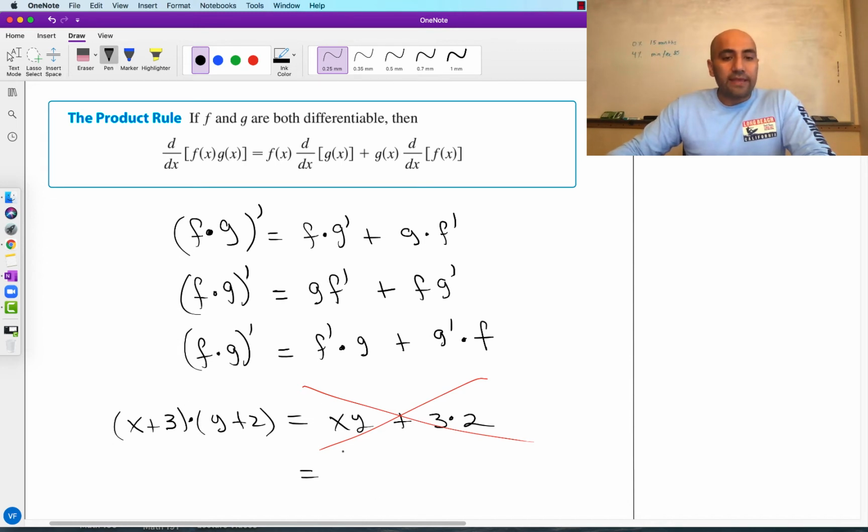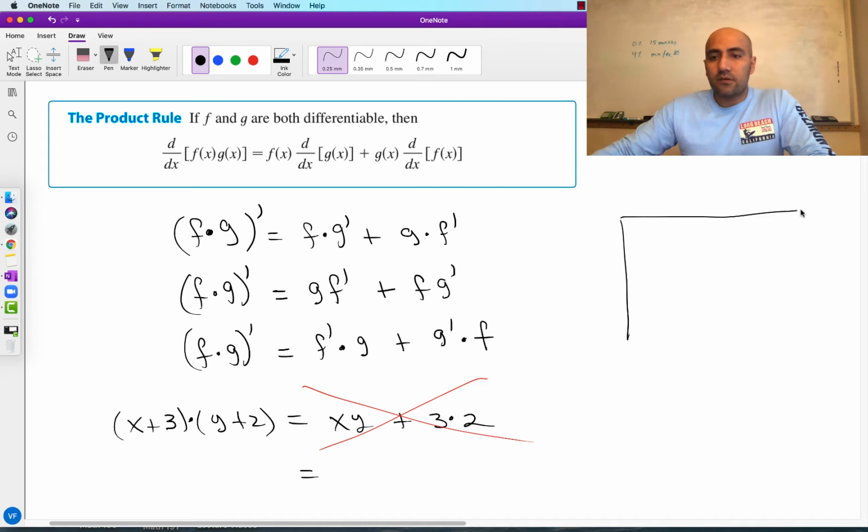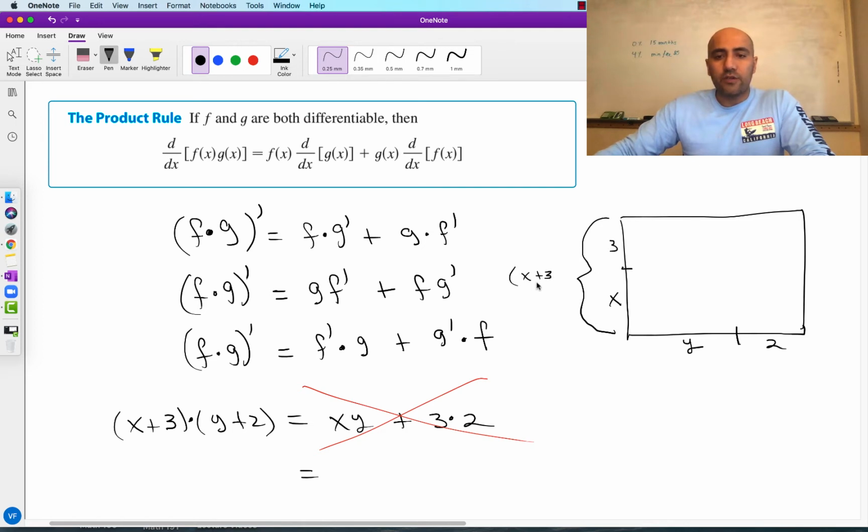And one way to explain that complication is to think about multiplication tiles. I don't know if this is how you learned it. But multiplication tiles look like this, where in this direction we'll say that this is the y. So from there to there, this is y. From there to there, that's 2. And then in this direction, from there to there, that's the unknown x. And from there to there, that's 3. So together, this whole distance is x plus 3. And then this whole distance is y plus 2.